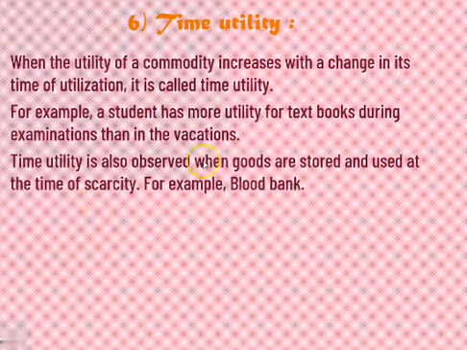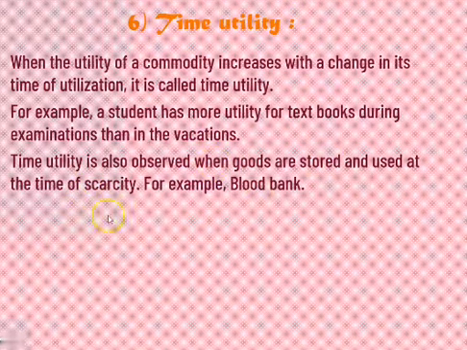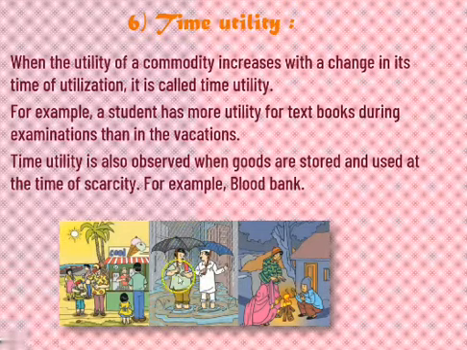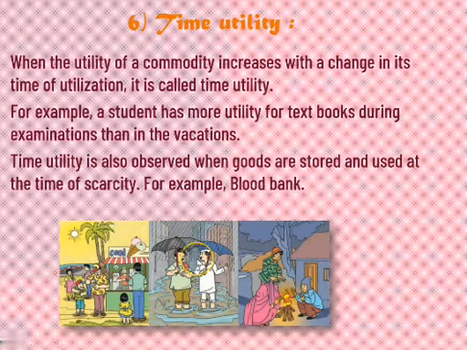Time utility is also observed when goods are stored and used at the time of scarcity, for example, a blood bank. Now see in this picture also, as per the time changes. In the rainy season, we are using an umbrella. Umbrella we can use in the summer also, but during the rainy season we cannot go out without an umbrella. Therefore an umbrella has more utility in the rainy season, right?